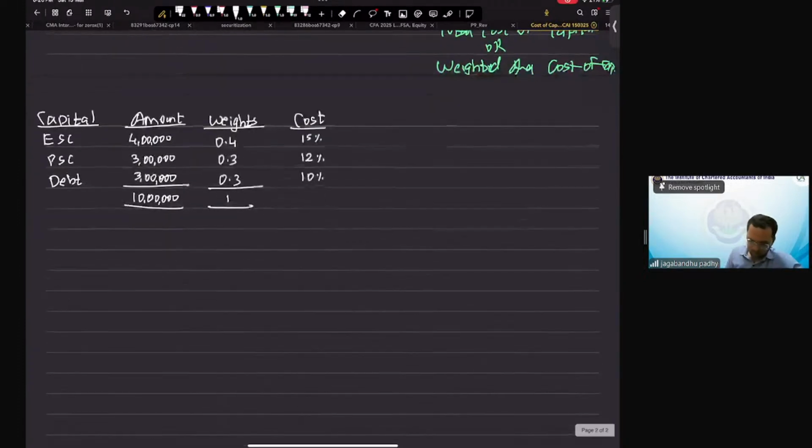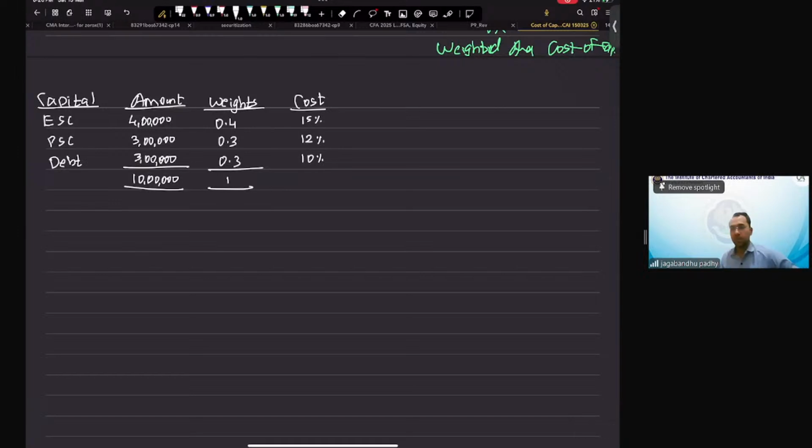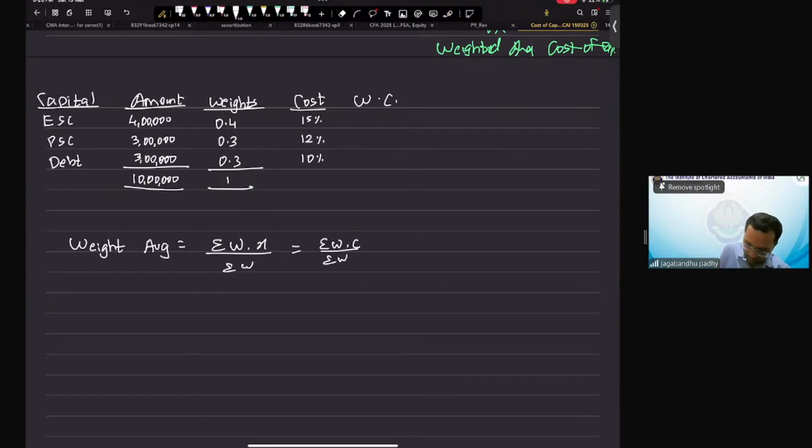Now, I hope you are very clear about how to get the weighted average. What's the formula for getting weighted average, guys? Do we know? Yes or no? How do we calculate weighted average? Weighted average will be summation of weights into x upon summation of weights. Over here, can I say it is summation of weights into cost upon summation of weights? Of course, weights are totaling to 1. So we can say weights into cost. So let's calculate weights into cost.